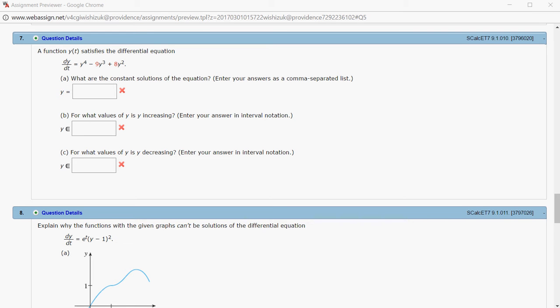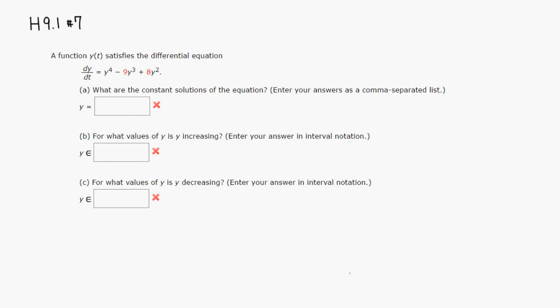All right, let's look at homework 9.1, problem number 7. We have this differential equation, dy over dt is equal to y to the fourth minus 9y cubed plus 8y squared. Part A: what are the constant solutions of the equation? Let's do that.